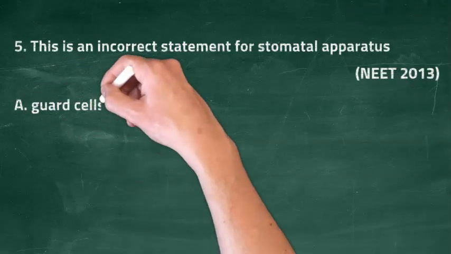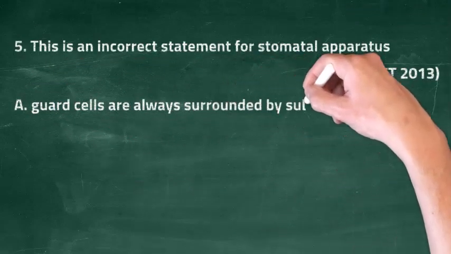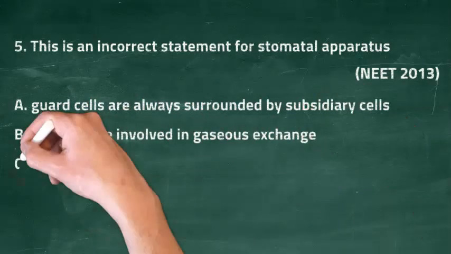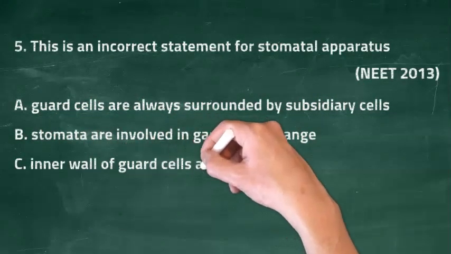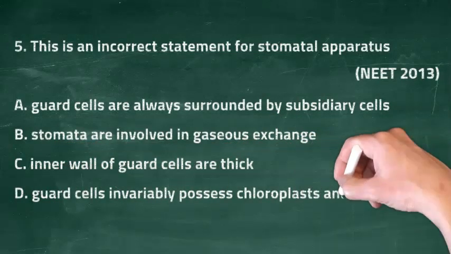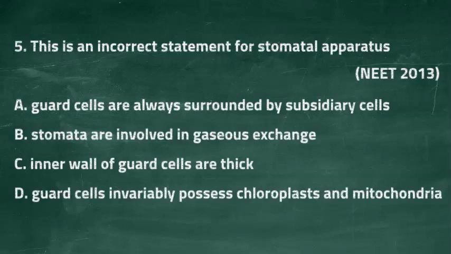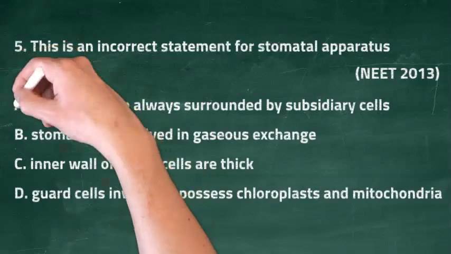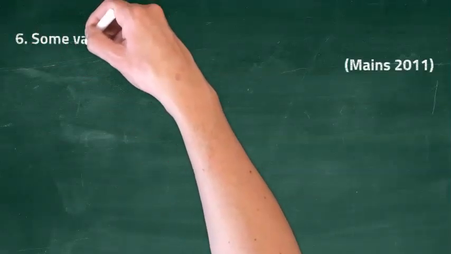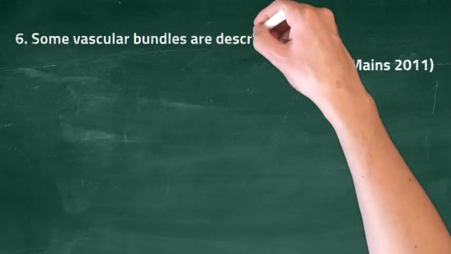Question 5. This is an incorrect statement for stomatal apparatus. Option A is guard cells are always surrounded by subsidiary cell. Option B is stomata are involved in gaseous exchange. Option C is inner wall of guard cells are thick. And option D is guard cells invariably possess chloroplast and mitochondria. The right answer is option A. Guard cells are always surrounded by subsidiary cell.